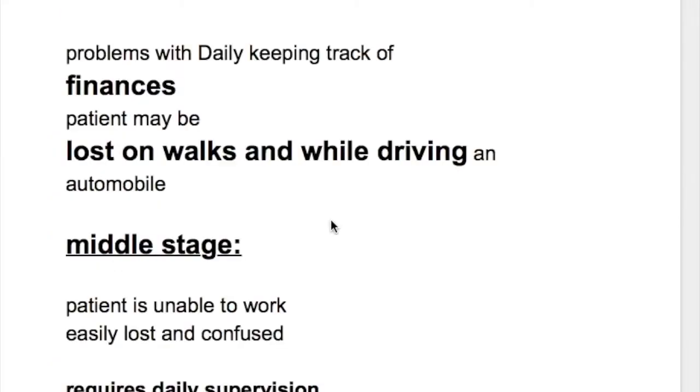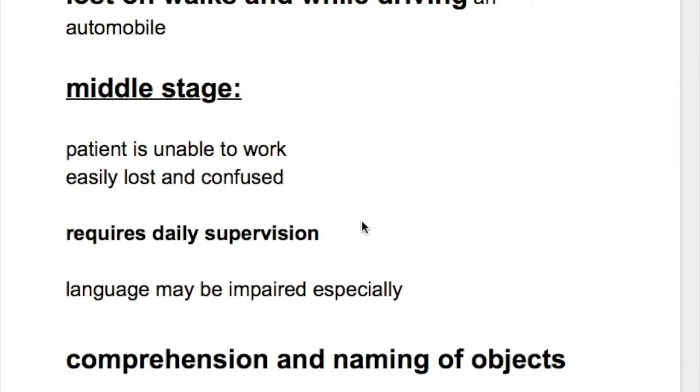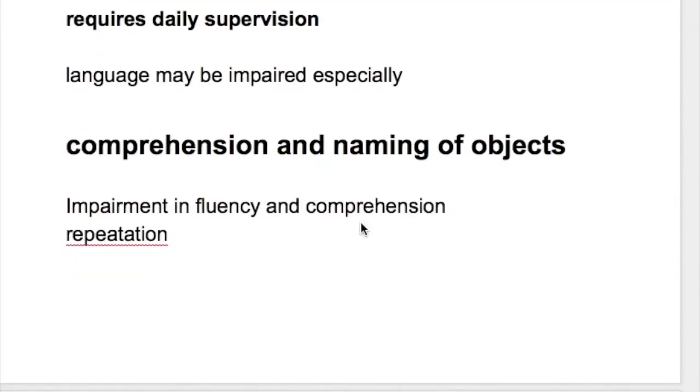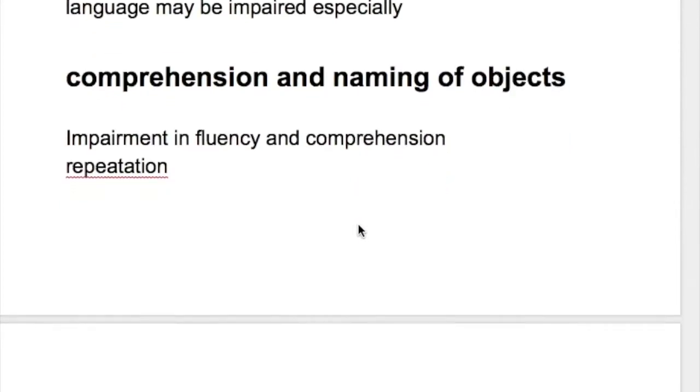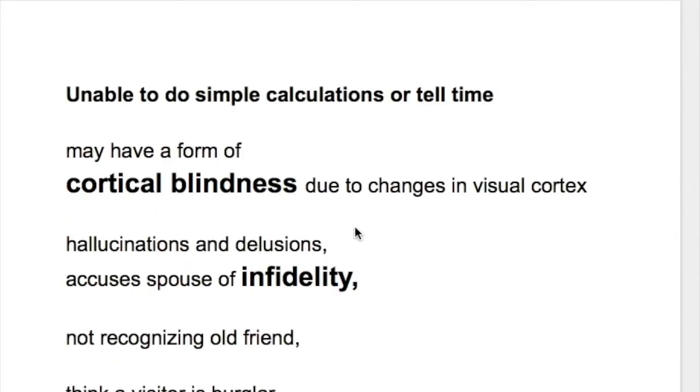In the early stage of Alzheimer's, you have problems with daily tasks like keeping track of finances. Patients may get lost on walks and while driving an automobile. In the middle stage, the patient is unable to work easily, is lost and confused, and requires daily supervision. Language may be impaired especially, and comprehension and naming of objects may be impaired. Also there is impairment in fluency and comprehension, and there's repetition. They're also unable to do simple calculations or tell time.